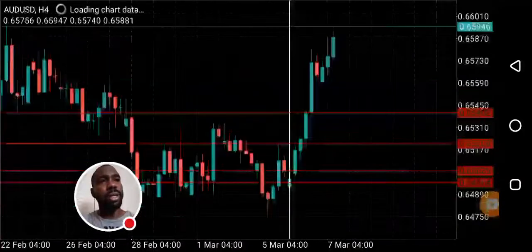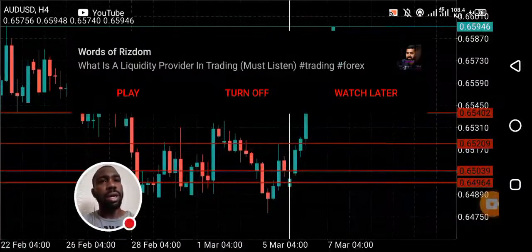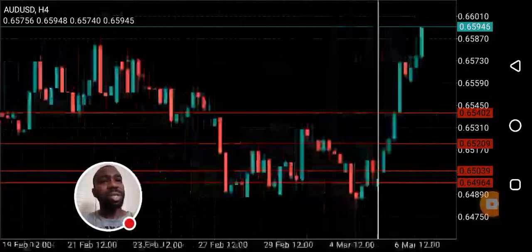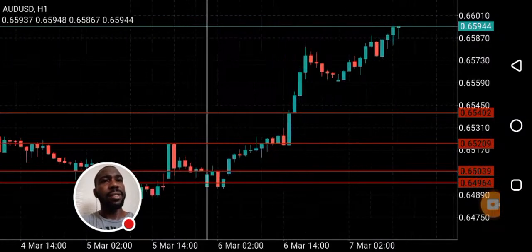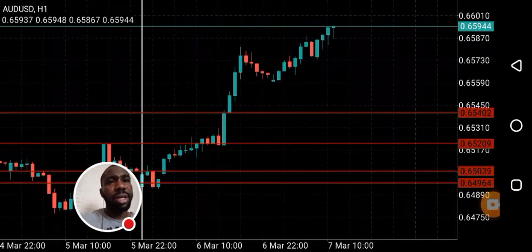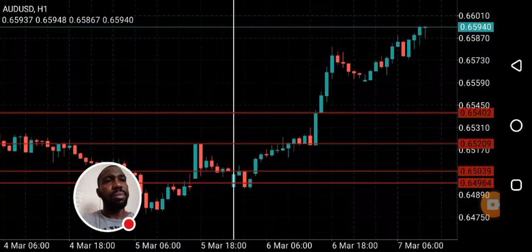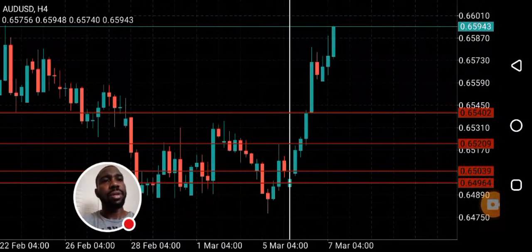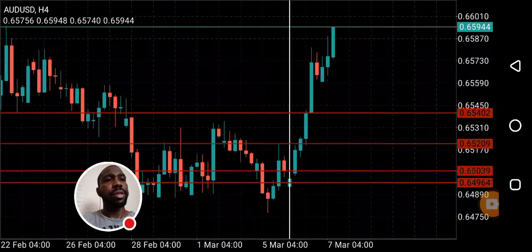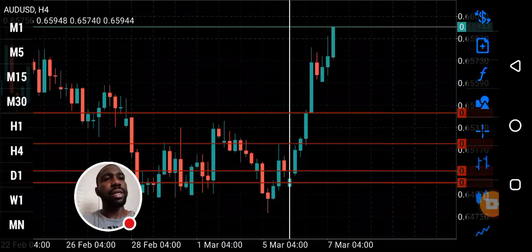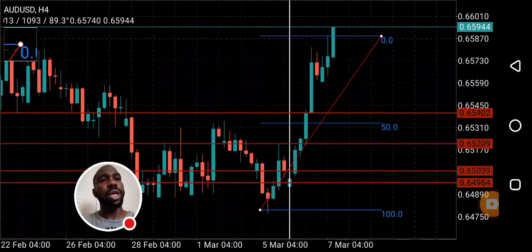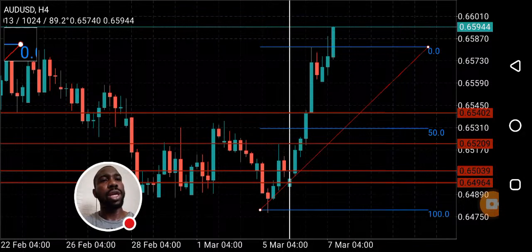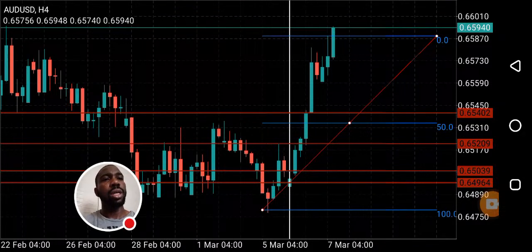Okay, let me check. You can see Australian dollar USD is still very bullish. If you want to buy, wait for price to pull back. You could apply your Fibonacci. Take it from this swing low to this swing high, or this one. Then wait for price to pull back to discount before you buy.